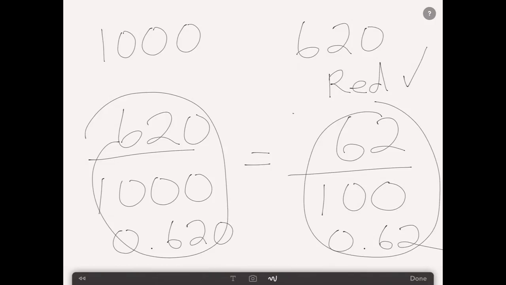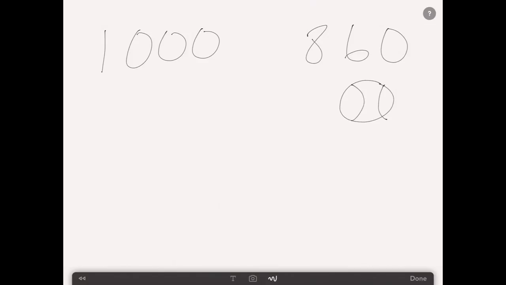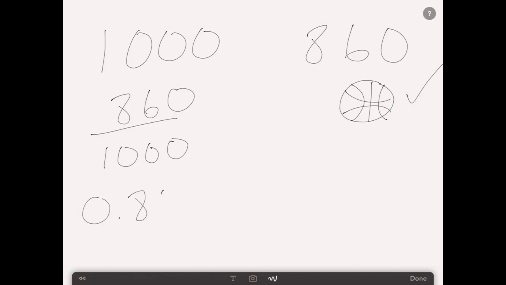Let's do another example as one last one. Let's say you did another interview with another 1,000 people. 860 of them said that they like basketball. All right. Let's write a fraction and decimal in the thousandths. Here's my fraction. I know it's out of 1,000, and there's 860 of them. Write that as a decimal, 0.860. So this says 860 thousandths, and so does that.